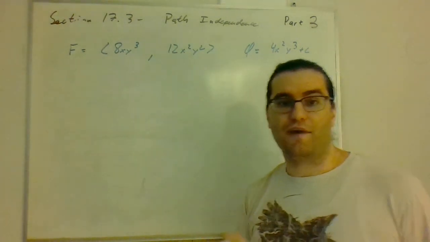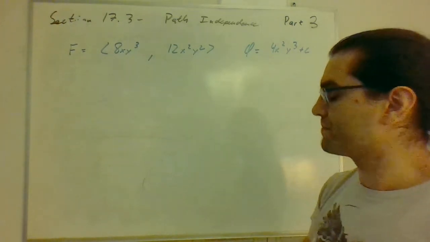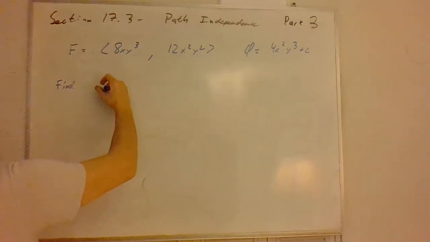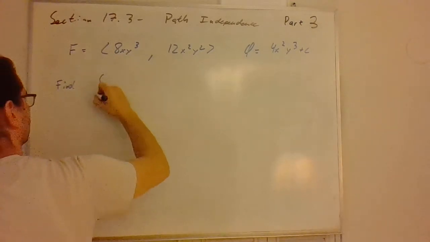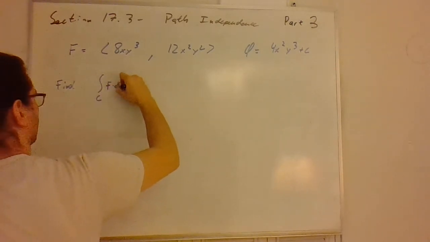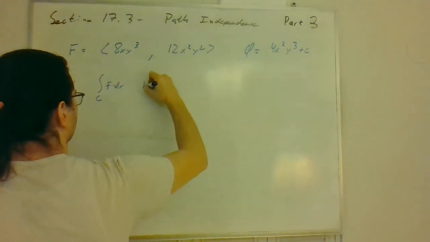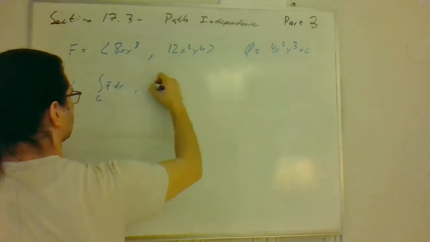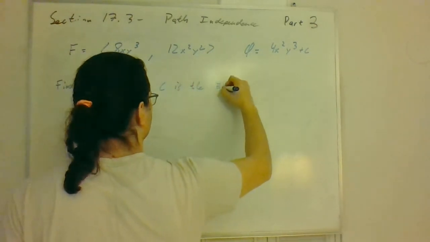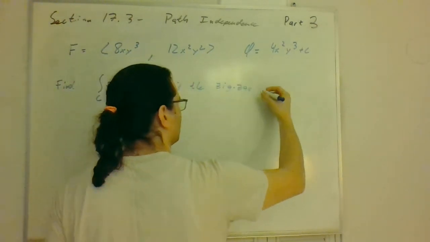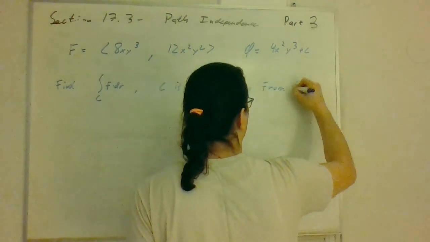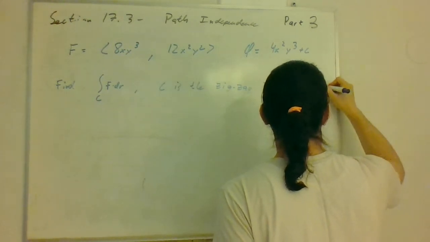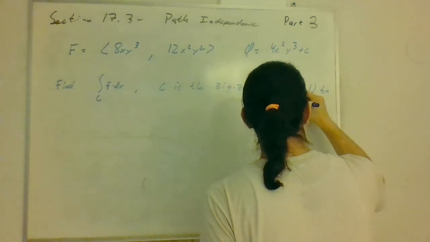So here's the huge benefit of path independence, and here's why we've been doing this and why it's important. If I had asked you to do a line integral, let's say find the line integral over c of f dot dr, where c is the zigzag from 1, 1 to 3, 2.